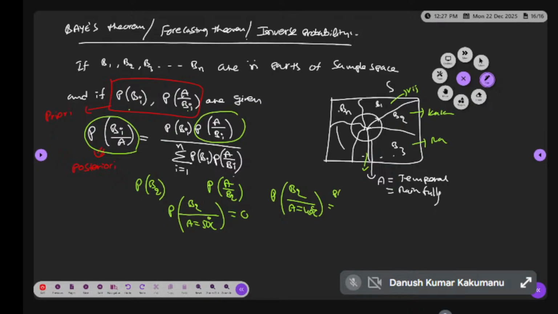It depends on all this. P of B2 into P of A by B2, divided by P of B1 into P of A by B1, plus P of B2 into P of A by B2, plus so on. You are understanding? Is it clear? Bayes theorem formula applies. P of B2 given A equals P of B2 into P of A by B2, divided by P of B1 into P of A by B1, plus P of B2 into P of A by B2, plus so on, up to P of Bn into P of A by Bn.